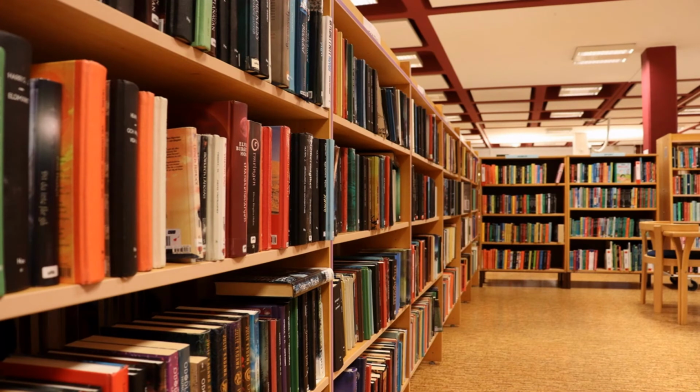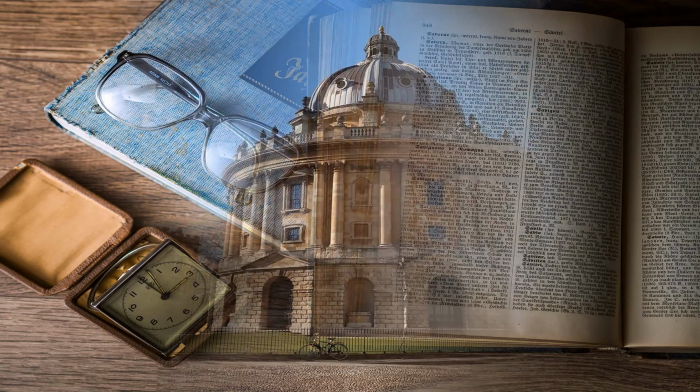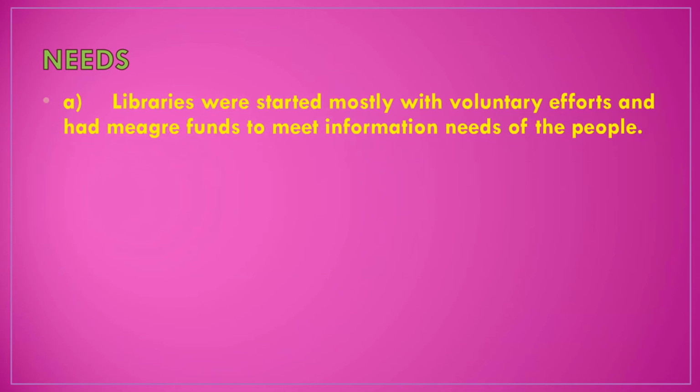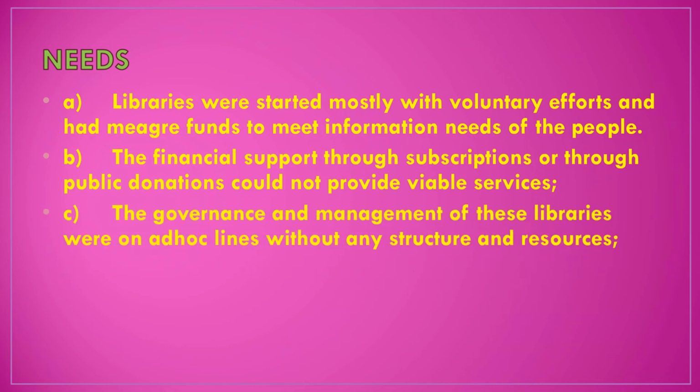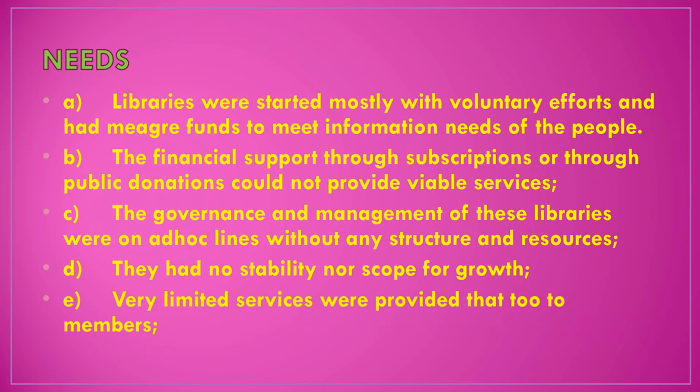The needs of library legislation. Libraries were started mostly with voluntary efforts and had meager funds to meet the information needs of the people. The financial support through subscriptions or through public donations could not provide valuable services. The government and management of these libraries were on ad hoc lines without any structures and resources. They had no stability nor scope for growth. Very limited services were provided, and that too to members.